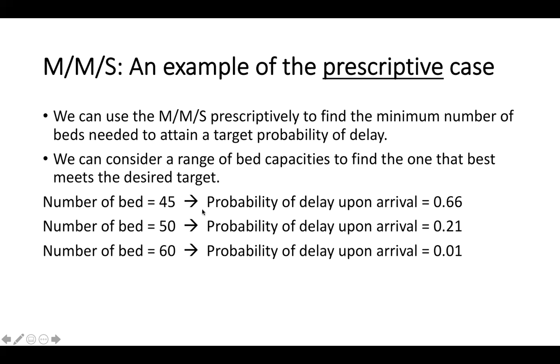And that's why we call it a prescriptive tool, because it's trying to find the optimum number of beds for us that can give us the desired value for some of the performance metrics. So a queuing system can be used both as a prescriptive and as a descriptive method. It just depends on how we are going to use it.